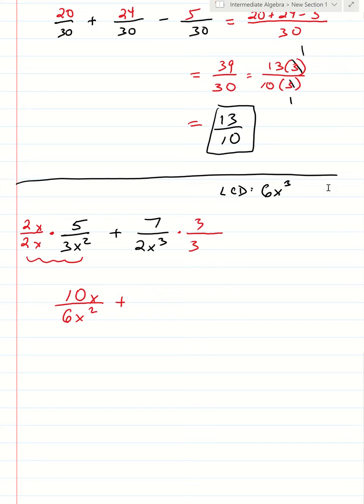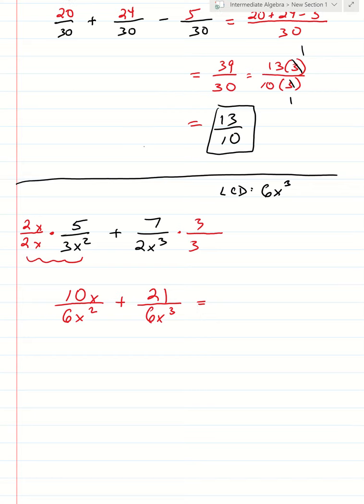I have x to the third, and that's what I want, so I don't need any additional x's. Let's perform this multiplication now. 7 times 3 would give us a 21 over 2x cubed times 3 is, of course, a 6x to the third. Well, we have just created two equivalent fractions that have a common denominator.